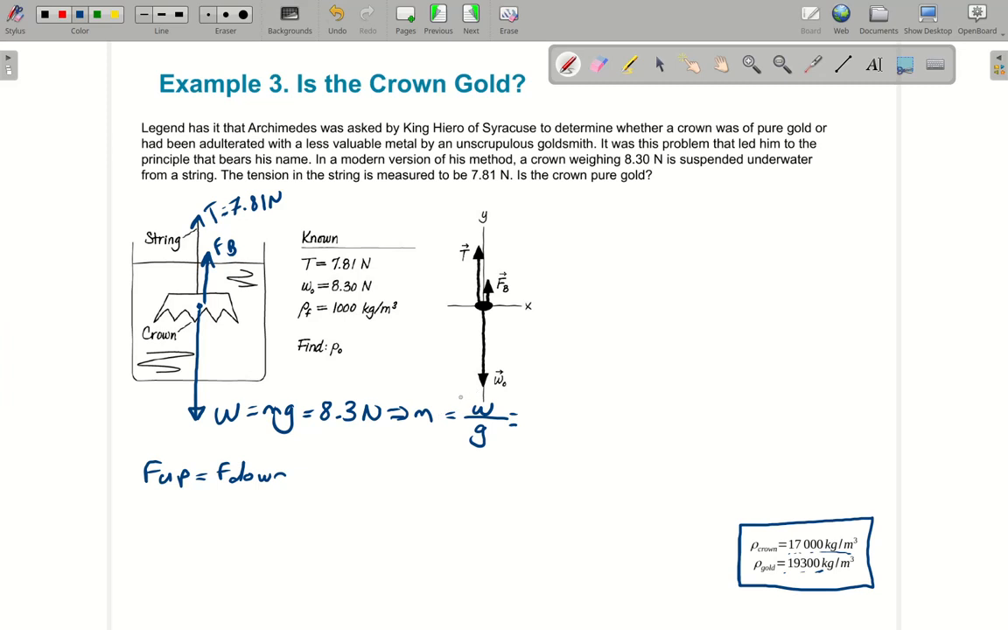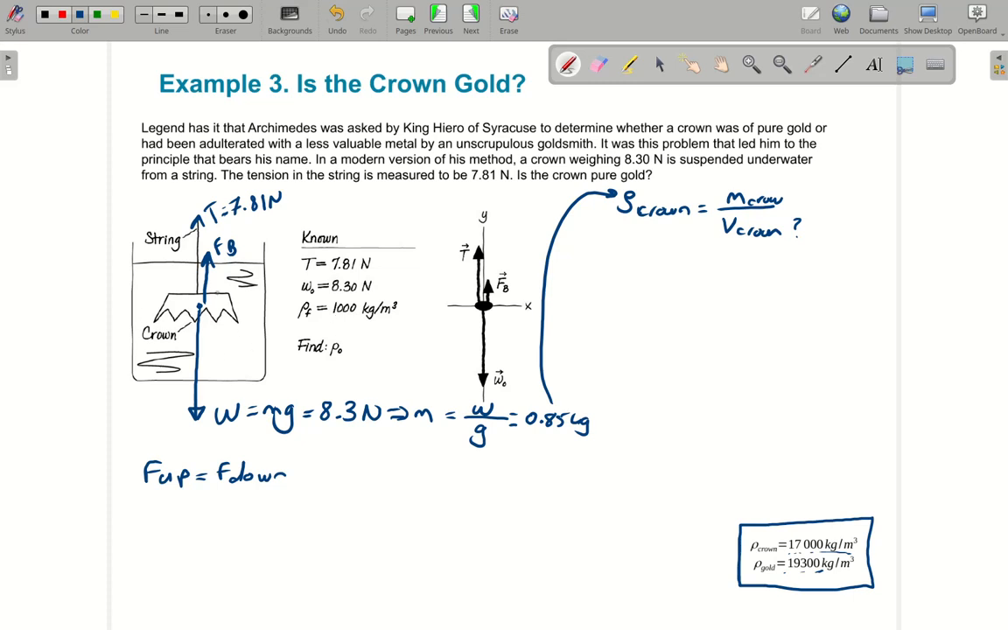If I do that, I'm going to find a mass of about 0.85 kilogram. Now, if I knew the volume of the crown right away, I would say the density of the crown is equal to the mass of the crown divided by the volume of the crown. But I don't know that, and I'm going to use this idea here to figure that out.